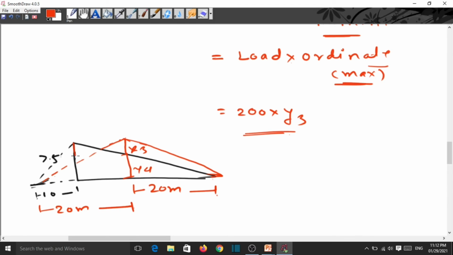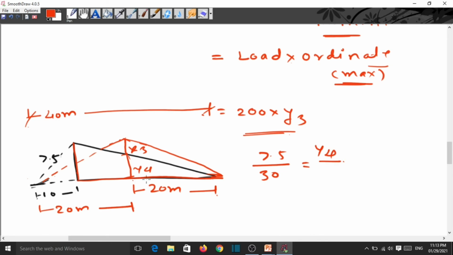So by symmetry of triangle, this height divided by this distance. The total is 40, so this 40 minus 10, that is 30. So 7.5 divided by 30 is equal to y4 divided by this distance, 20 meter. So we got y4 equal to 7.5 divided by 30 into 20. So that is 5. This ordinate is 5.